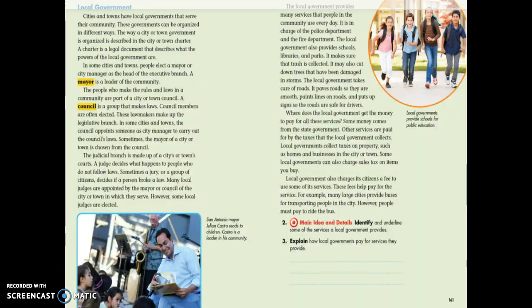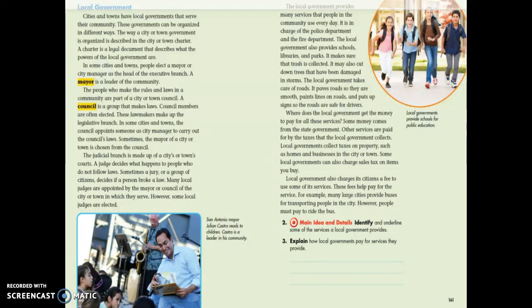So we're going to go ahead and jump forward and talk about your local government. Okay, so local government is one level of government. Cities and towns have a local government that serve their community. These governments can be organized in different ways. The way a city or town government is organized is described in the city or town charter. A charter is a legal document that describes what the powers of the local government are.